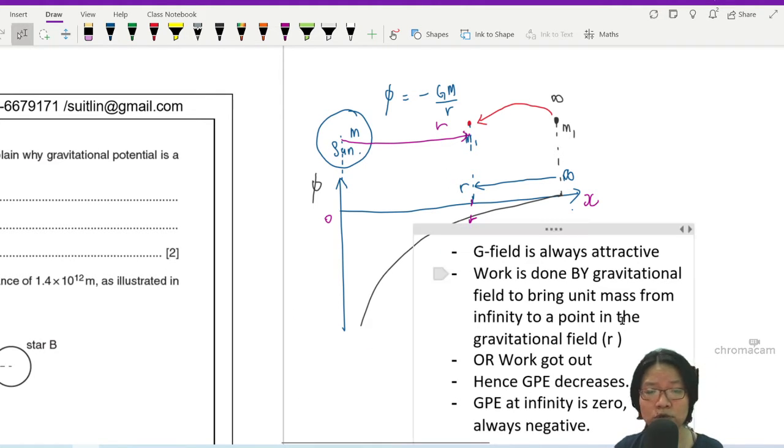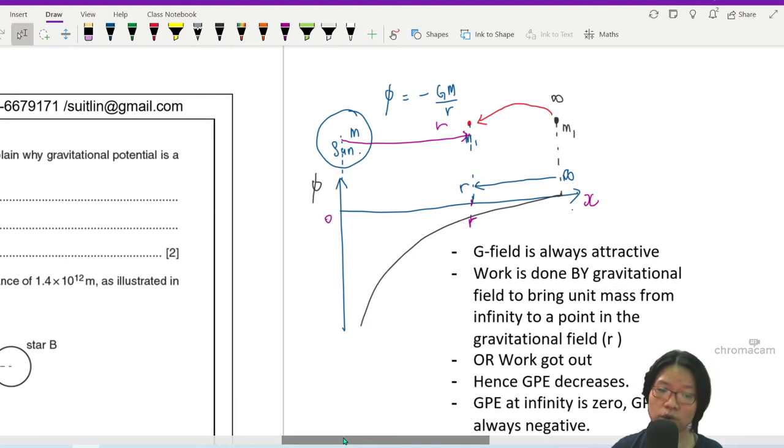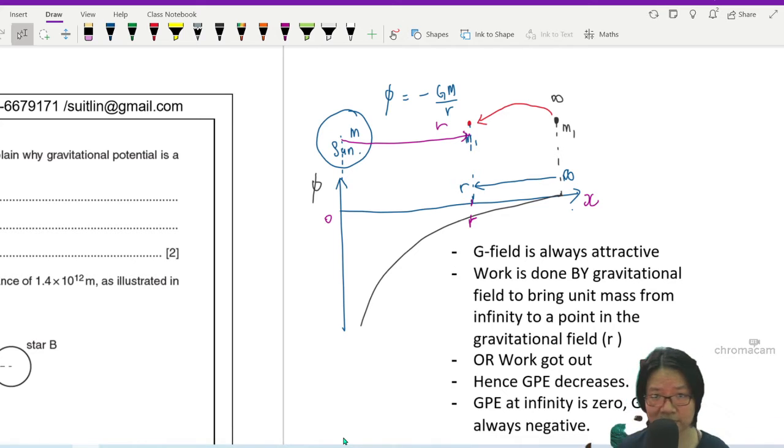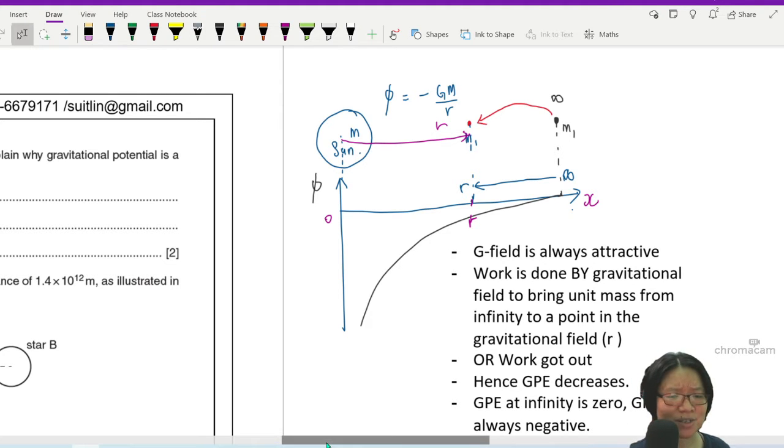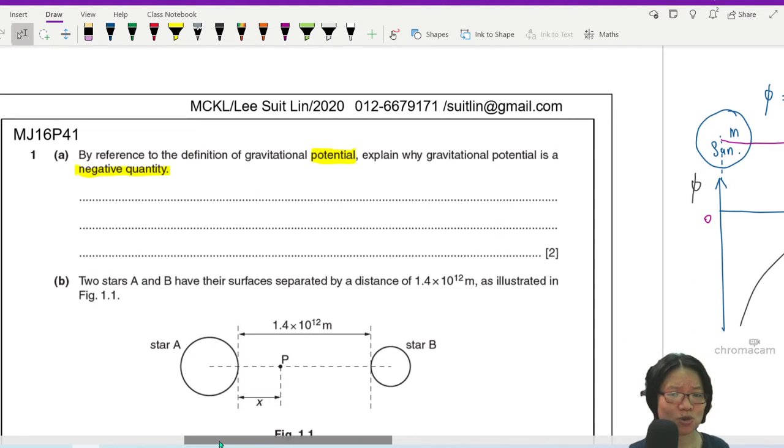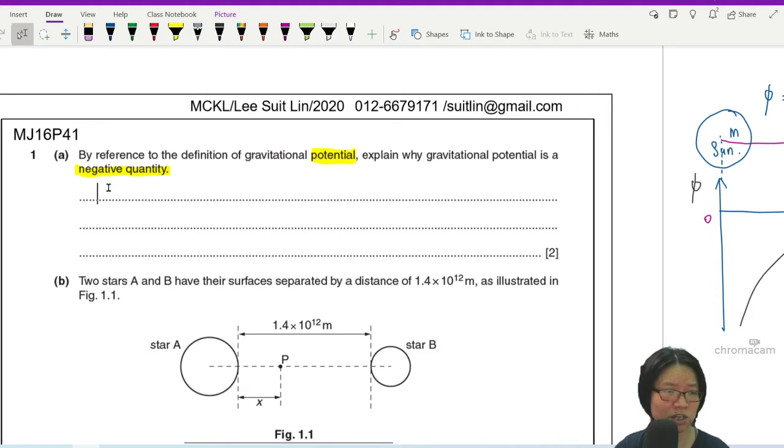This is the full explanation if you don't want to memorize. So the whole idea is, number 1, gravity is always attractive. You bring something closer, you are decreasing the GPE. Since at infinity GPE is 0, you decrease from 0, so it's negative. Anything that's less than 0 is negative. So the main points that you should mention here is gravitational potential.